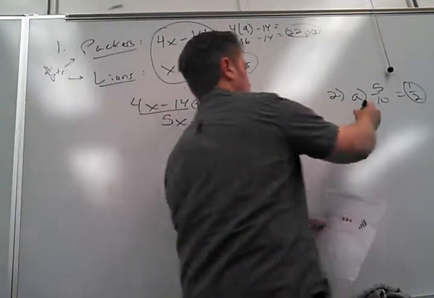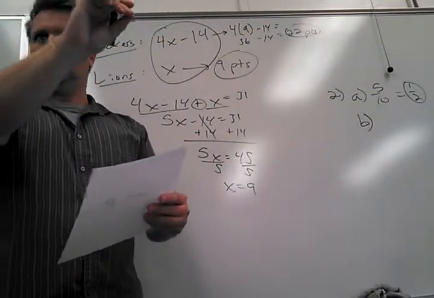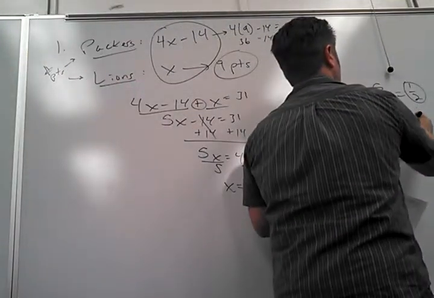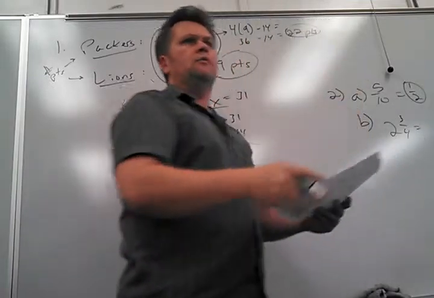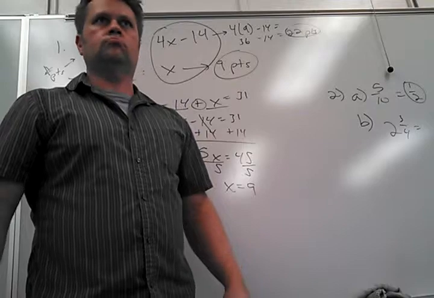And then B. Good. You got 2 and 3/4. And just because, what would that be as an improper fraction? I didn't ask for it, but 11 over 4. Where you at?